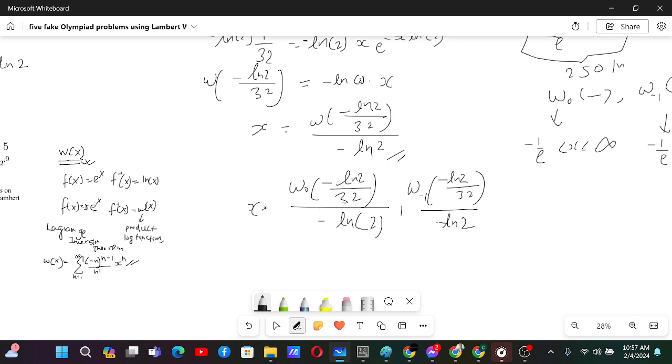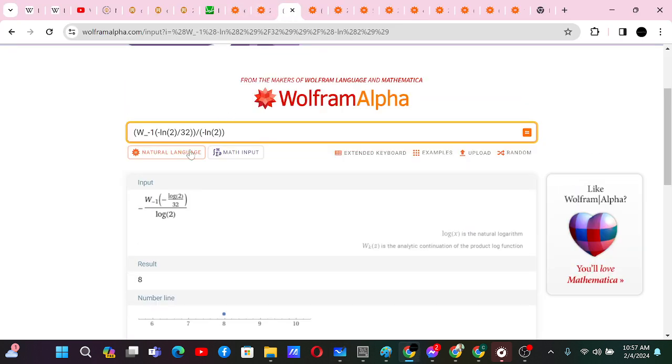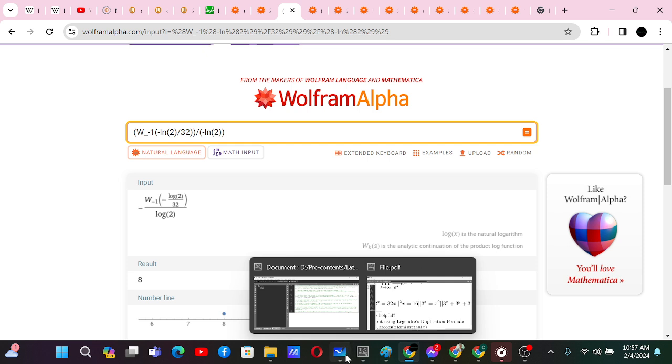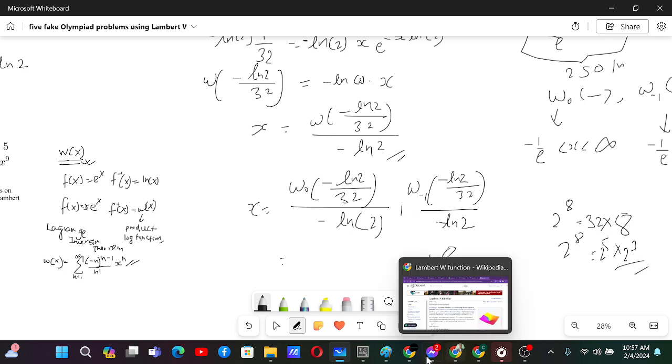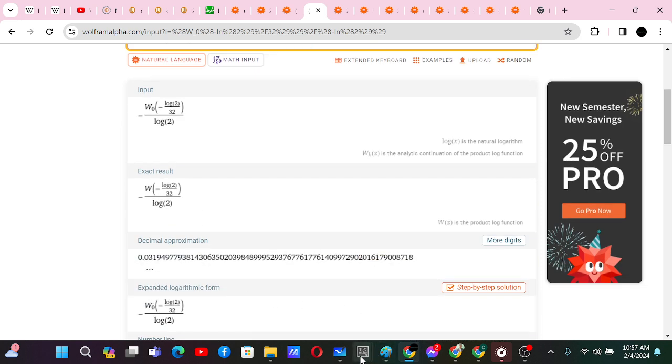Now for the solutions, again use the Wolfram Alpha calculator. When it's minus 1, the solution is 8. And that's a pretty good solution. If you check it, it will also work: 2 to the power 8 equals 32 times 8. 32 is 2 to the power 5, and the other one is 2 to the power 3. So that works. And for Lambert W 0, the solution will be 0.0319.